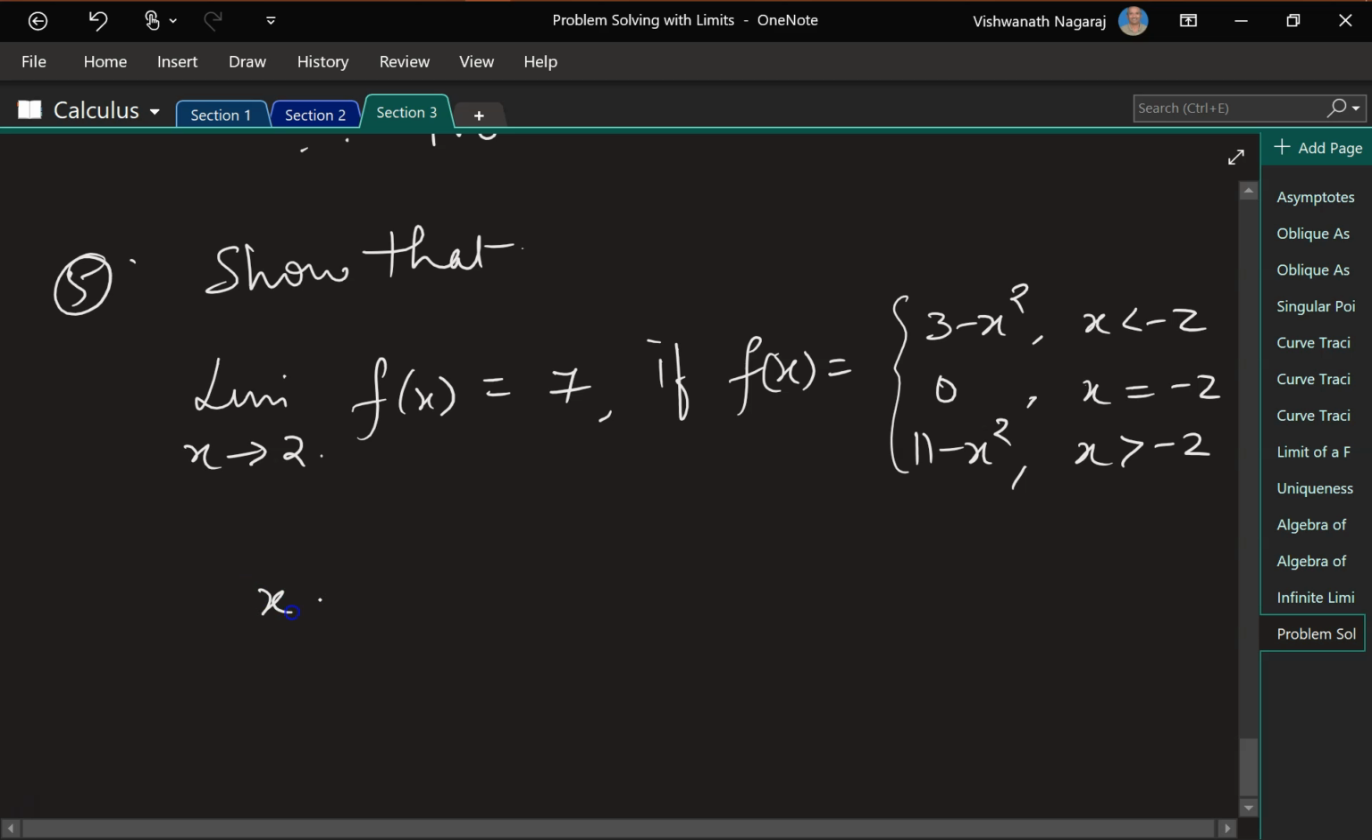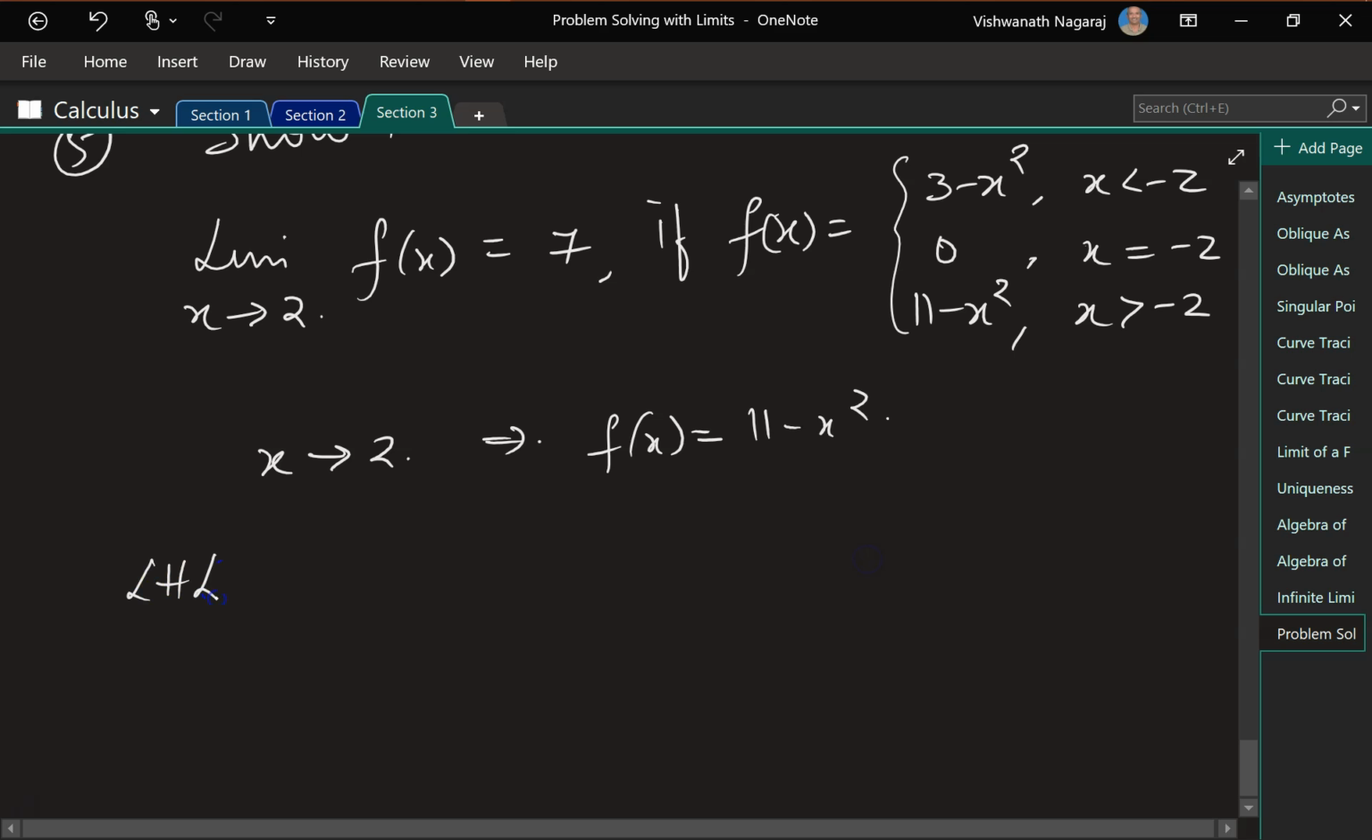So as x approaches 2, what is happening? It is greater than minus 2, so it doesn't apply to any other piece. Which implies that is the case whether it is approaching from the left or from the right. So in either case, we are going to be looking at f of x equal to 11 minus x square.